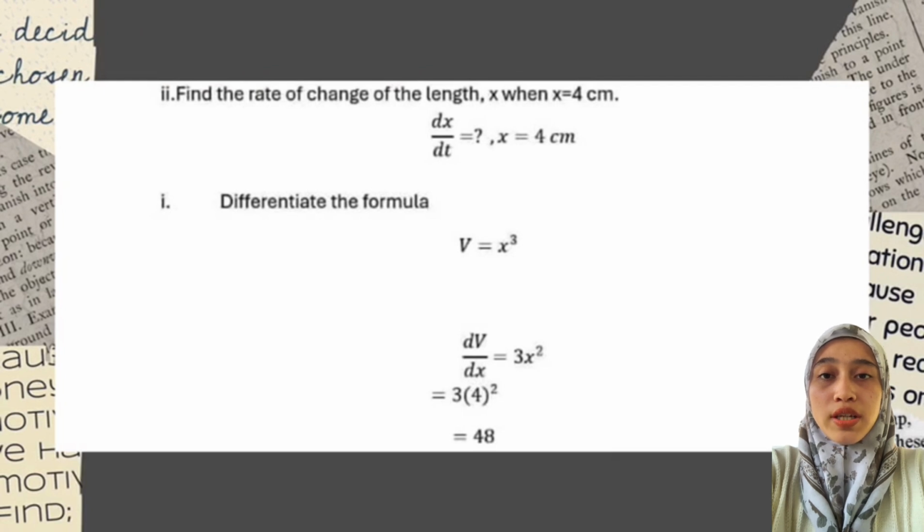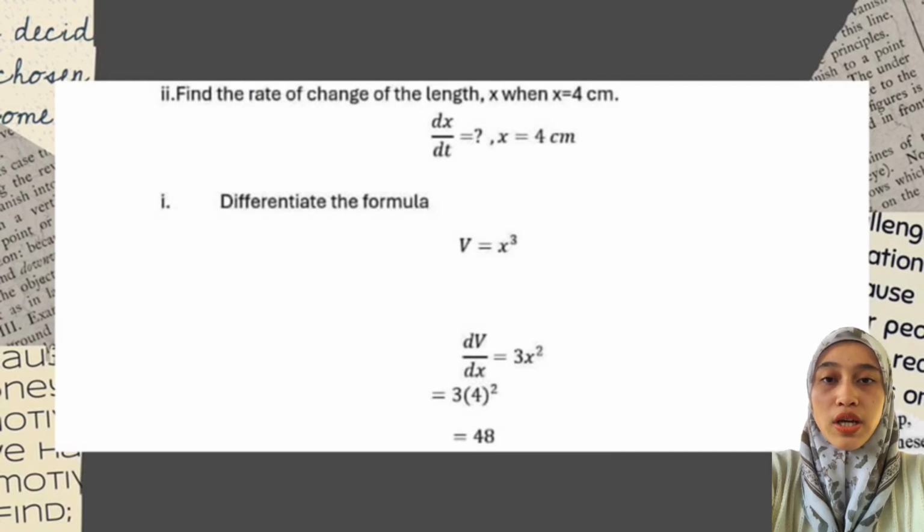Third, we need to differentiate the formula of the volume. Our volume formula for cube is V equals x cubed. When we differentiate the volume formula, we get dV over dx equal to 3x squared. After we differentiate the formula, we can substitute the value of x, which is equal to 4, into the equation. 3 bracket of 4 power of 2, we will get 48.